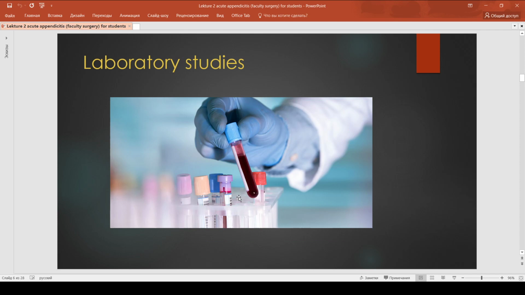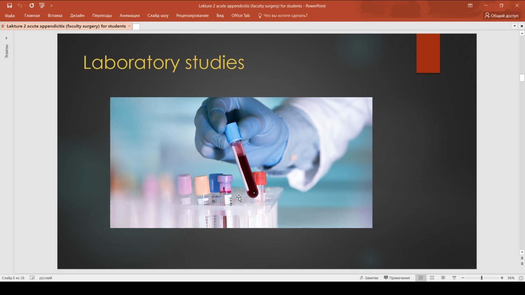What can we use for laboratory studies? It's mild leukocytosis with left shift. A normal white blood cell count does not rule out acute appendicitis. C-reactive protein is elevated, more than 10 milligrams per liter. Creatinine may be elevated. Electrolyte abnormalities may be present in patients with severe vomiting and diarrhea.